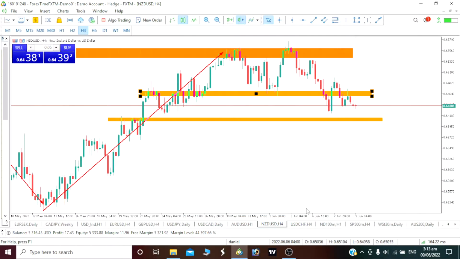Now a quick analysis on our New Zealand dollar against our USD dollar.